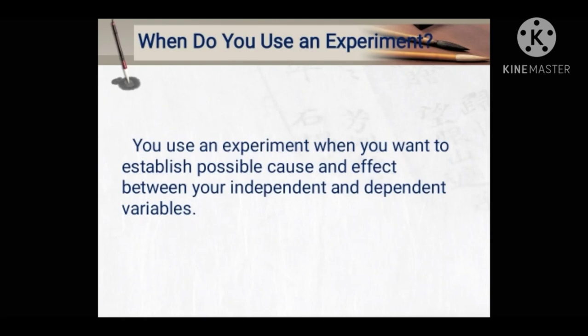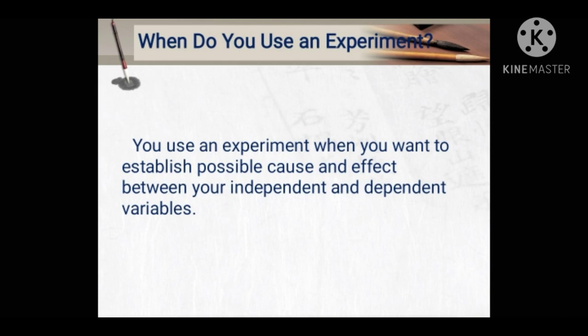When do you use an experiment? You use an experiment when you want to establish possible cause and effect between your independent and dependent variables. This means that you attempt to control all variables that influence the outcome except for the independent variable. Then, when the independent variable influences the dependent variable, we can say the independent variable caused or probably caused the dependent variable.